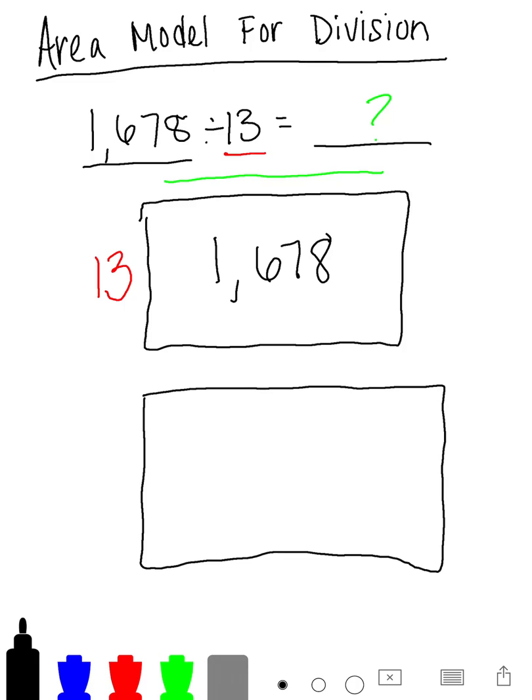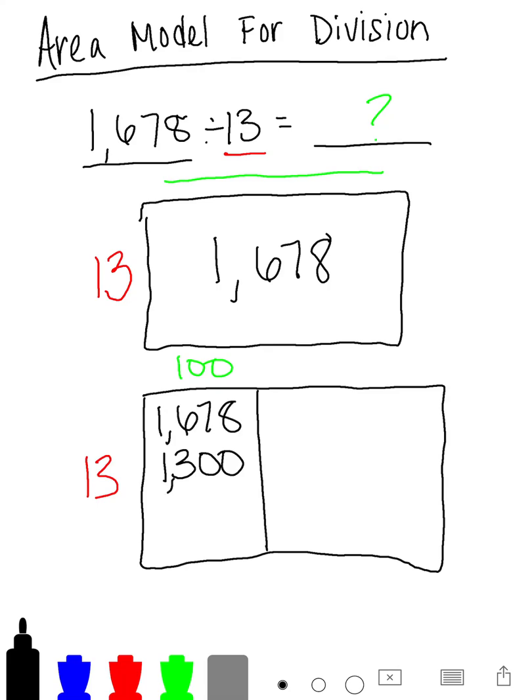So I'm going to redraw this rectangle at the bottom. And I'm going to split it up. I'm going to divide my rectangle into multiple pieces so that I can figure out what the total length is. So I'm just going to start by splitting it once. So I'm going to say that 13 times 100 equals 1,300.